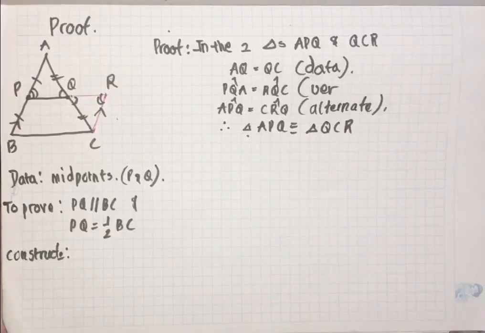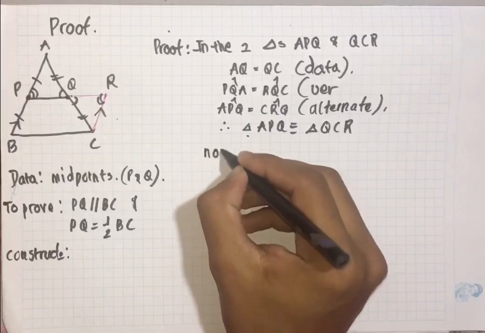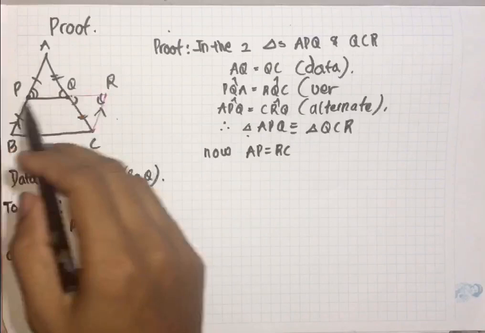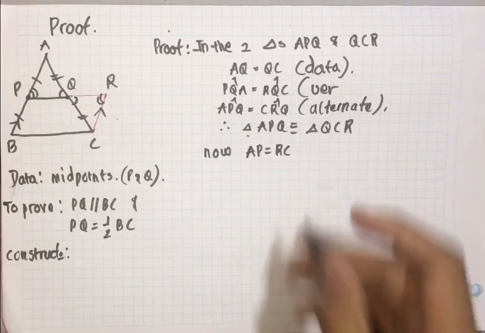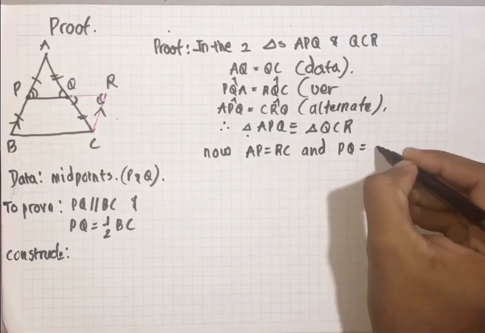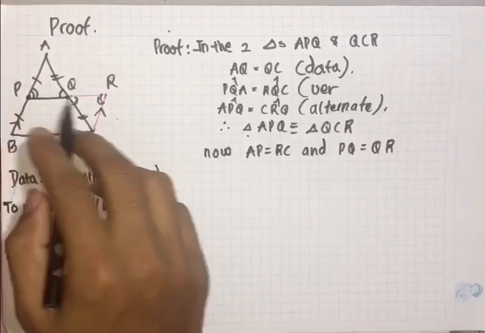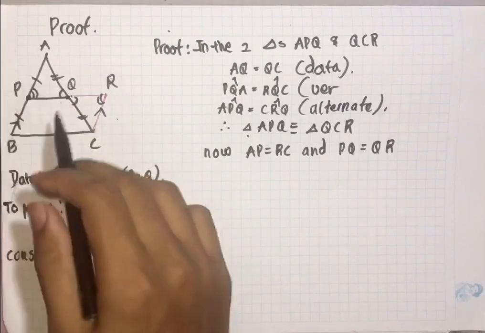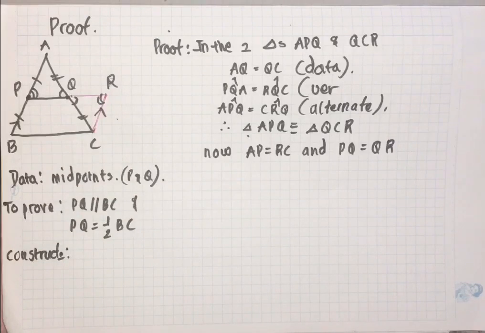Now we have proved these two are congruent, therefore all the corresponding sides and angles are also equal. Therefore, you can say AP is equal to RC, and PQ is also equal to QR. Since these are congruent, their sides and angles are all equal. Therefore, AP is equal to RC and PQ is equal to QR. Is that done? Yes.